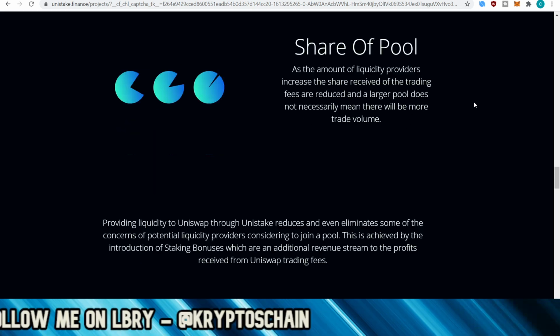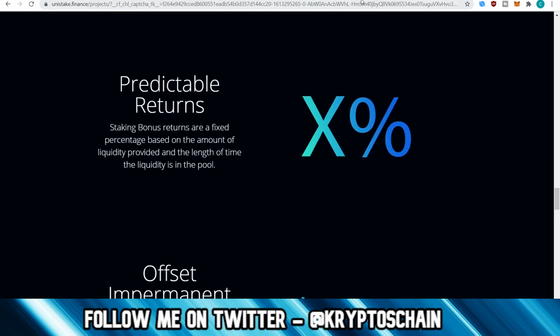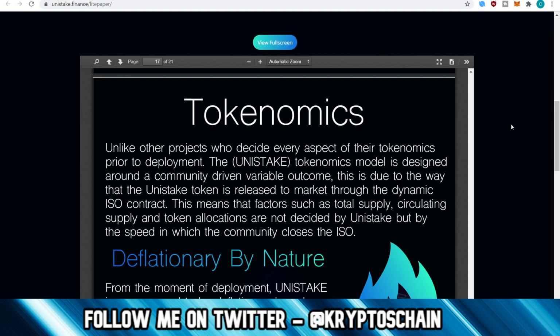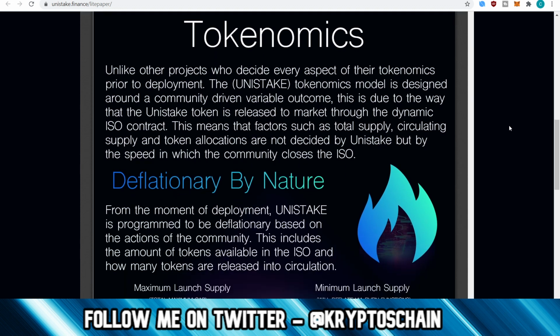So do have a read of this, by the way. Now, the next thing we want to talk about is the tokenomics. I know that you love tokenomics. I like tokenomics. We need to know about the tokenomics, especially when you invest in a project, right?